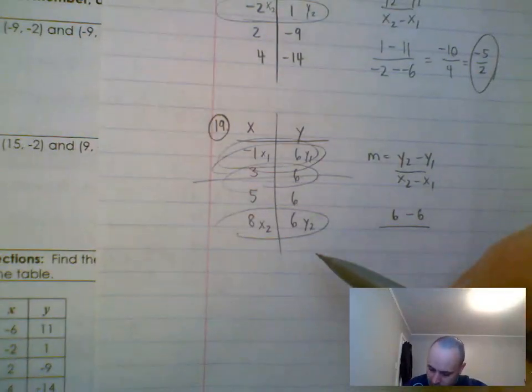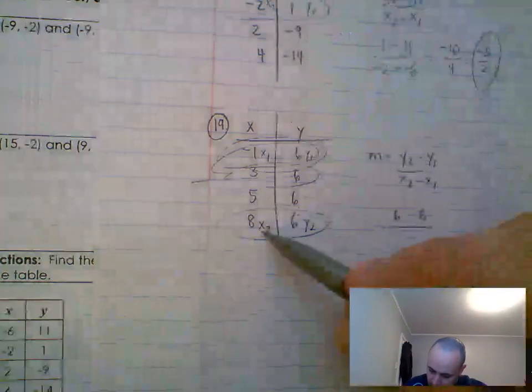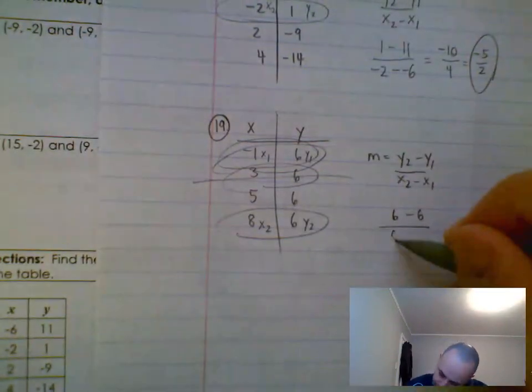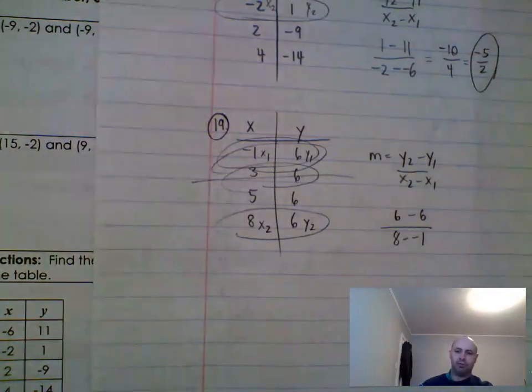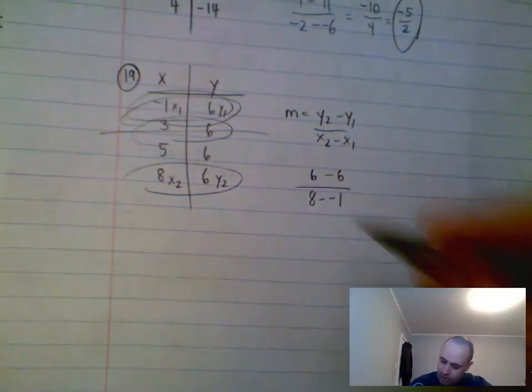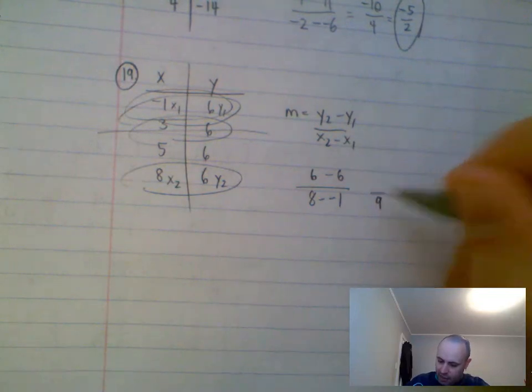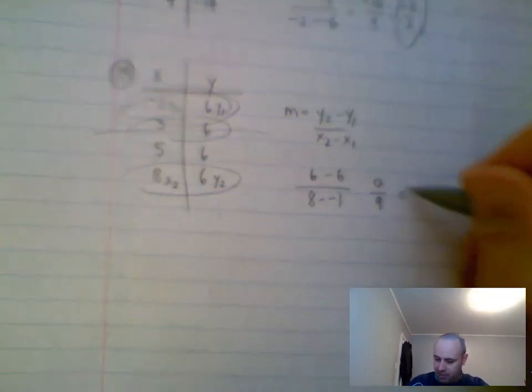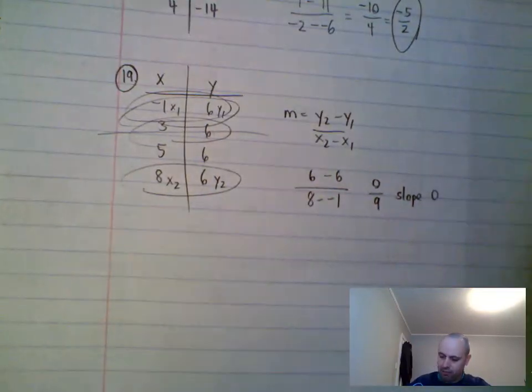And then mine's going to be 8 minus a negative 1. So down here, I'll get 9. On the top, I'll get 0. And that's going to be a slope of 0.